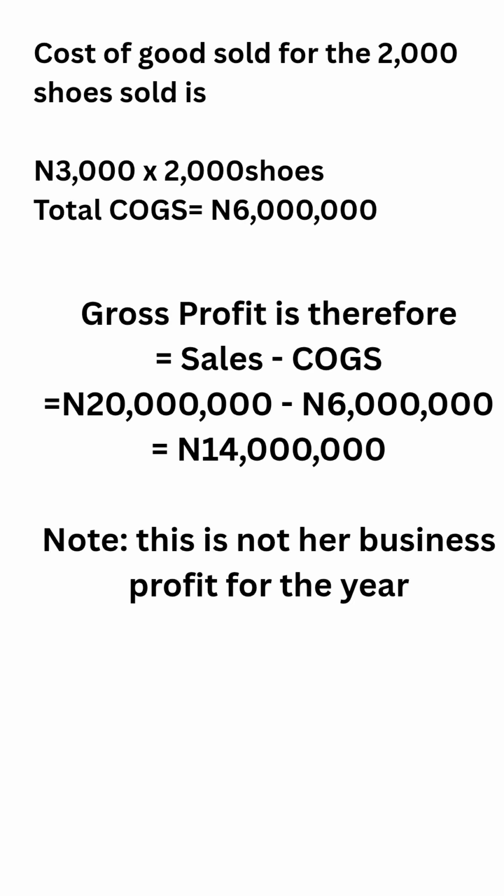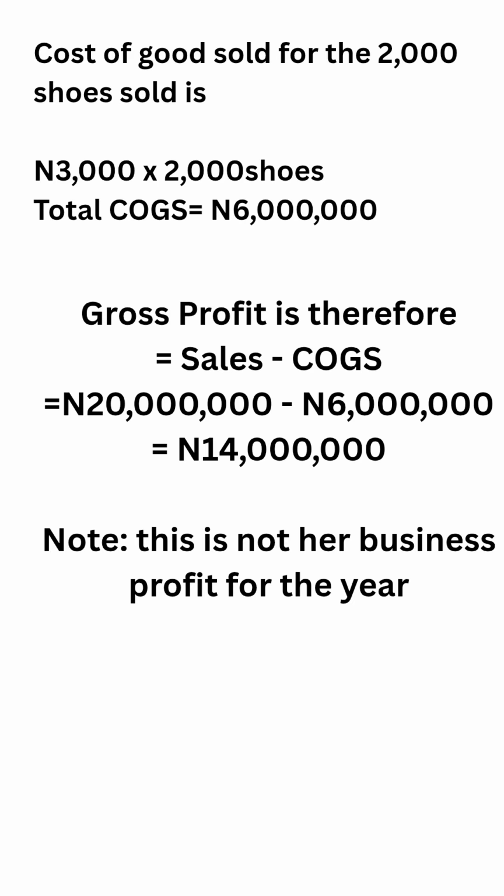To get the cost of goods sold for the entire 2,000 shoes she sold last year, we have to multiply the cost of one shoe, which is 3,000 naira, by the 2,000 shoes, which made our total cost of goods sold to be 6 million naira.